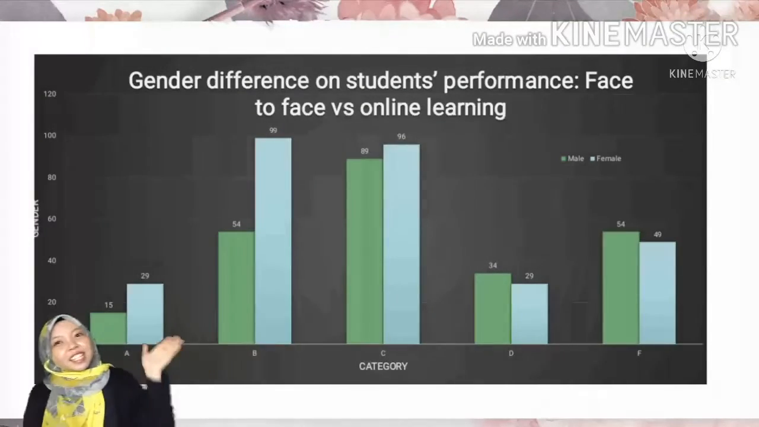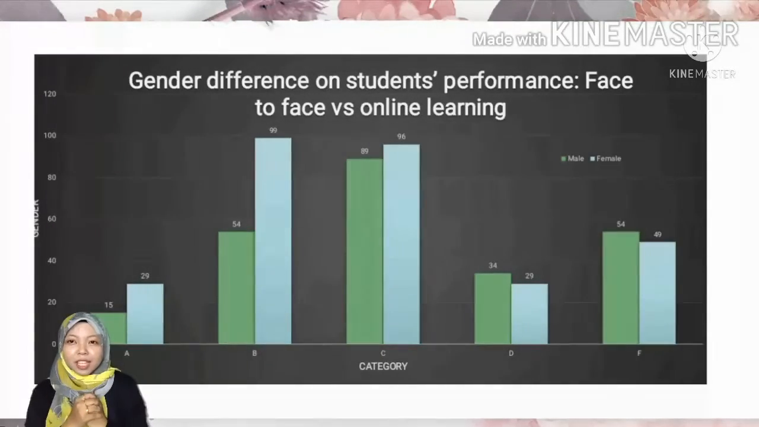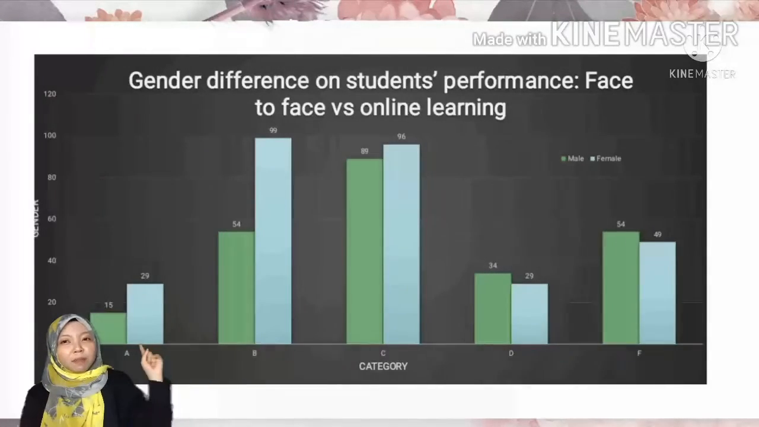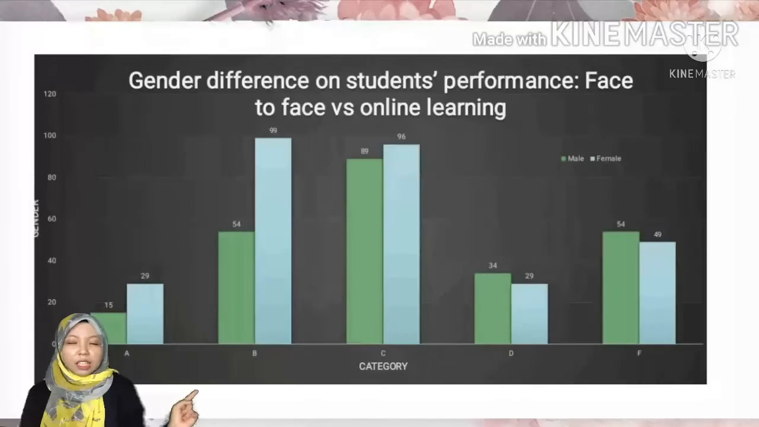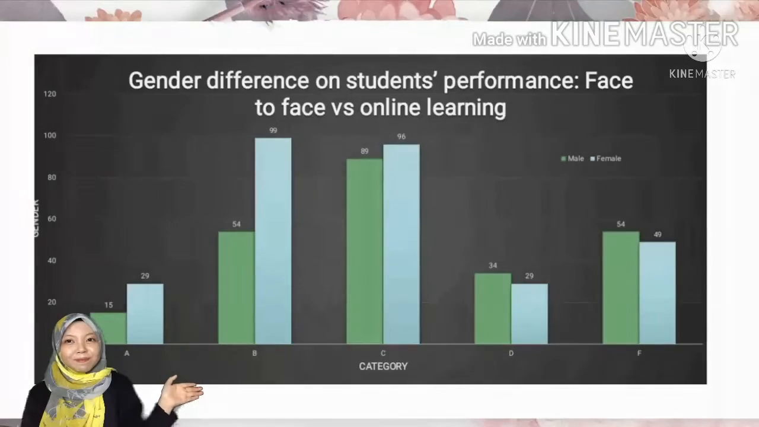Alright guys, these are my slides. This is my slide about the bar graph that I made. About the bar graph, you can see female and male students for the 4 classes A, B, C, and D. Okay, I will discuss this graph in more detail.